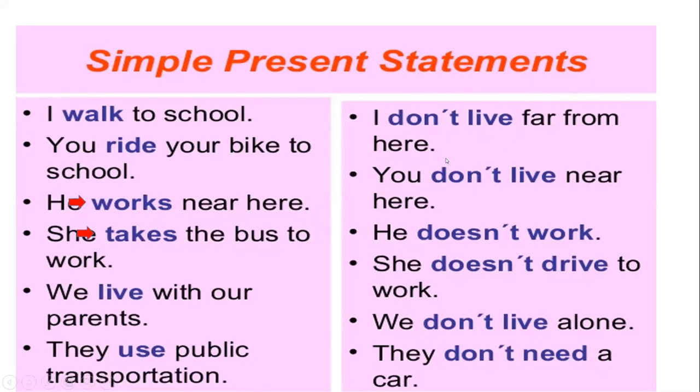I don't live far from here. You don't live near here. He doesn't work. She doesn't drive to work. We don't live alone. They don't need a car. Okay, so if you see here, we have affirmative simple present statements, and here we have negative simple present statements.